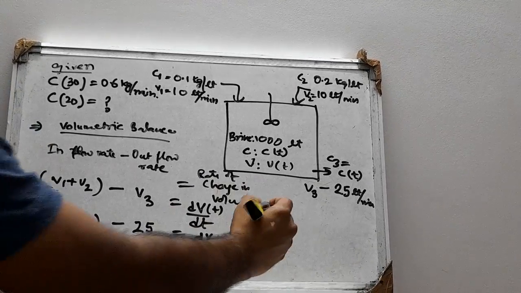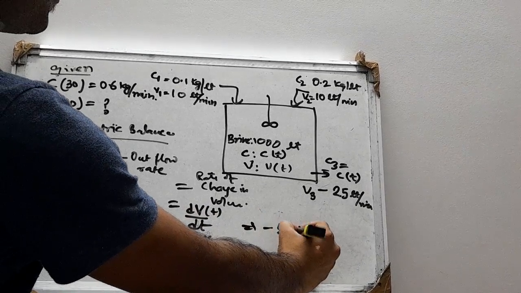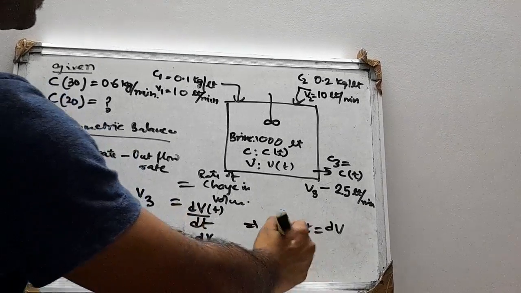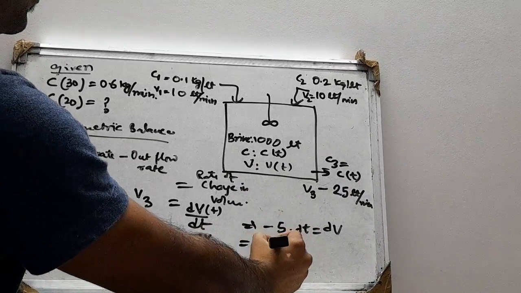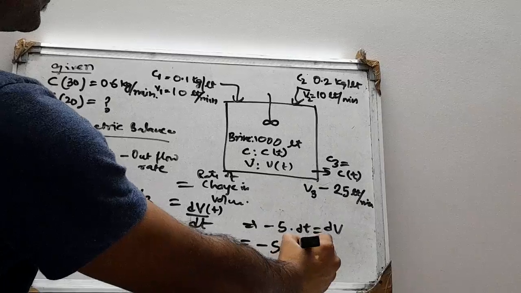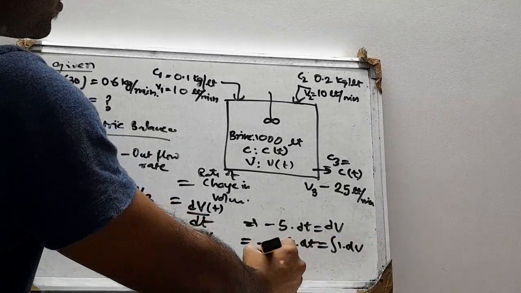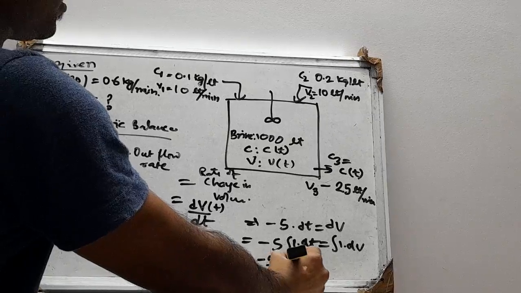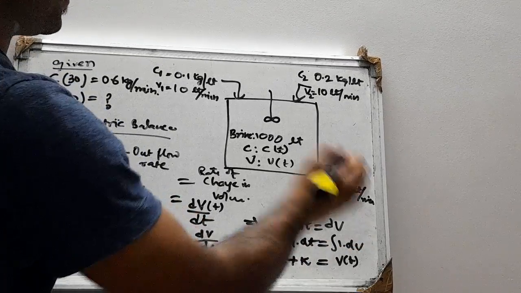So we can solve this by integration now. This is minus 5 dt is equal to dV. Now take the integration of it on both sides. Since this is a constant, it can go out. This is integral of 1 dt and this is integral of 1 dV. So this is minus 5t plus a constant equal to V at any time t.